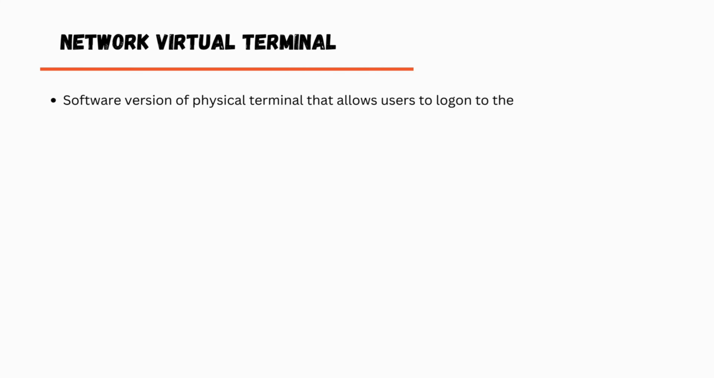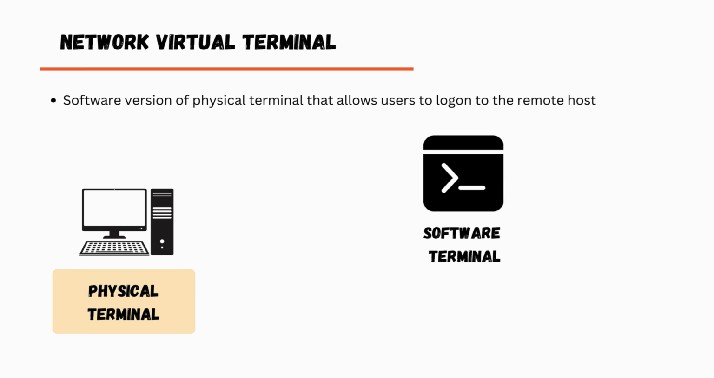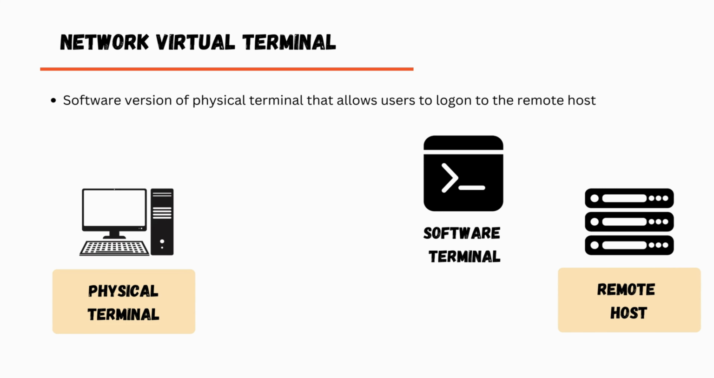If we want to go back to the Network Virtual Terminal, let us first understand what is a physical terminal. A physical terminal is any terminal, any interface through which you access any machine. And a software terminal is a software interface through which you are accessing any remote host which is not available to you for access.